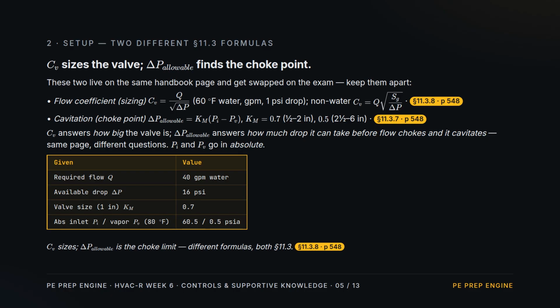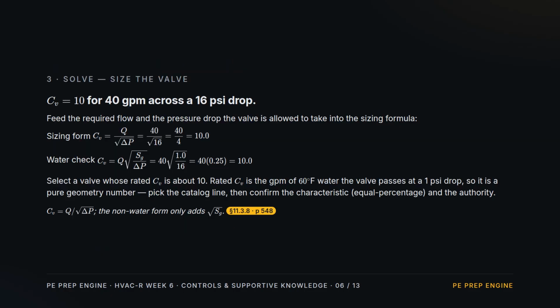Our givens: 40 gallons a minute of water, 16 psi available, a 1-inch valve, inlet 60.5 psi absolute, vapor half a psia. Solve. Size the valve. Feed the required flow and the drop the valve is allowed to take into the sizing formula. CV equals 40 over the square root of 16. 40 over 4, 10.